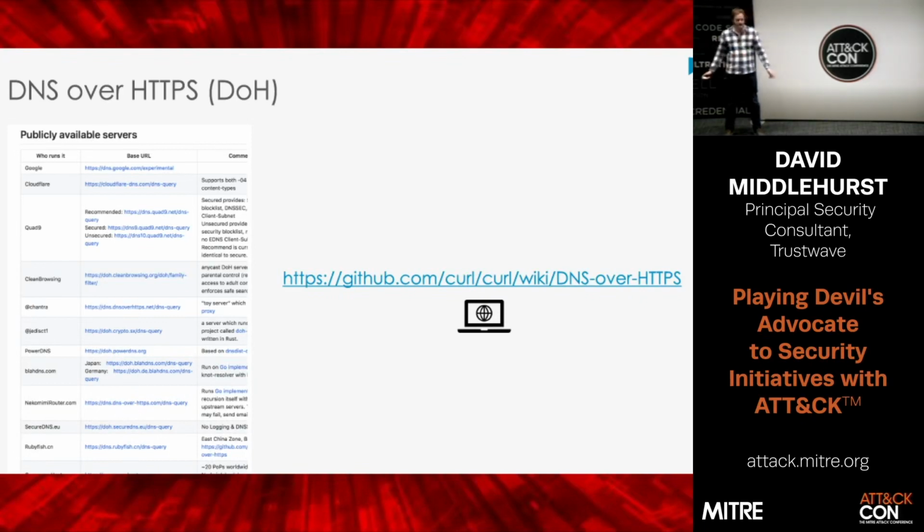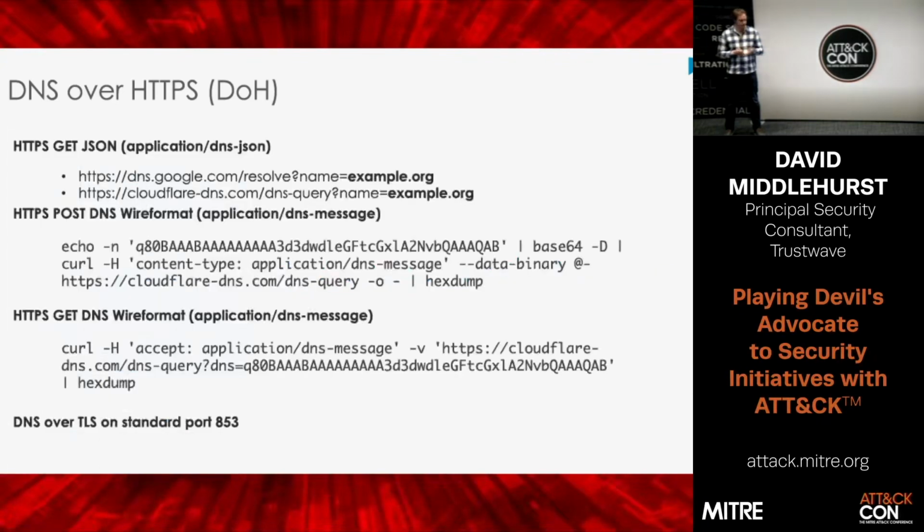So the best resource that I've found, which documents the public services that are out there at the moment, is probably this curl wiki here, which is linked. And they've got a collection of various ones. You can probably see, it's a bit small, but you can see Google at the top, Cloudflare. There's a few others there. So these services are out there.